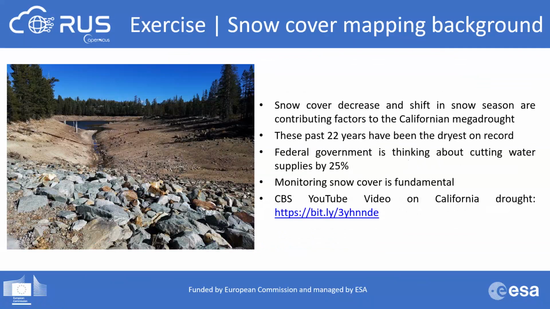The decreasing snow cover and the shift in snow season are contributing factors to the mega drought California has been experiencing since the year 2000. These past 22 years have been the driest years in at least 1,200 years based on tree ring records. And this now has major impacts on human lives and food production in this American state. For the first time, the federal government is thinking about cutting water supplies by 25%. Hence, monitoring snow cover is of prime importance to determine the amount of available water in California.